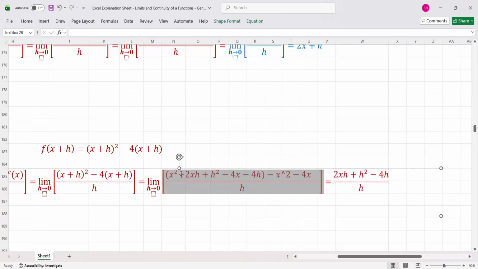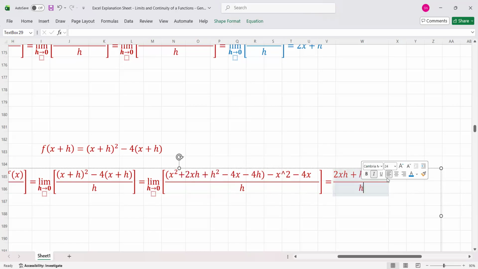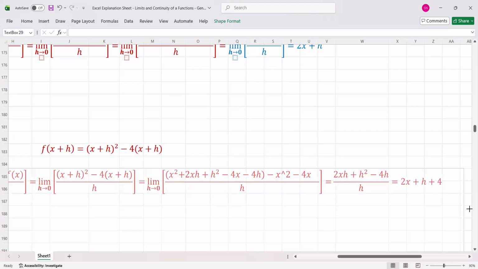So x squared is gone because you subtract it from here, and then 4x is gone. I'll be left with 2xh, h squared, and then minus 4h. Now, if we let h cancel the h in the numerator, that will reduce to 2x plus h. Is it plus 4? I should think so. 2x plus h plus 4.